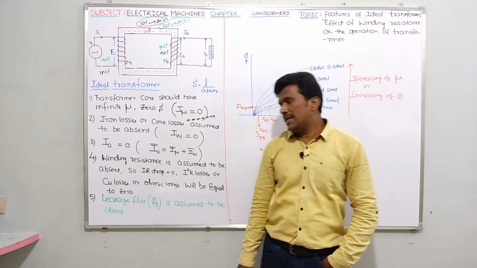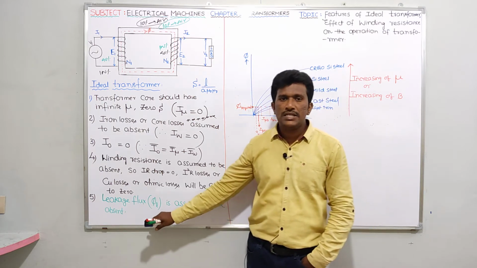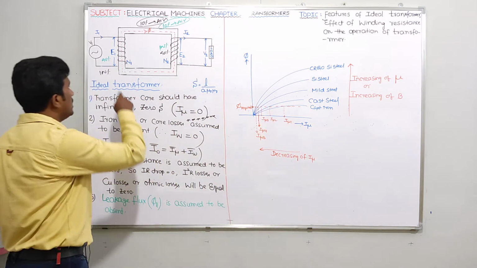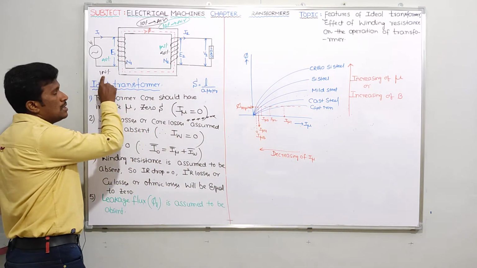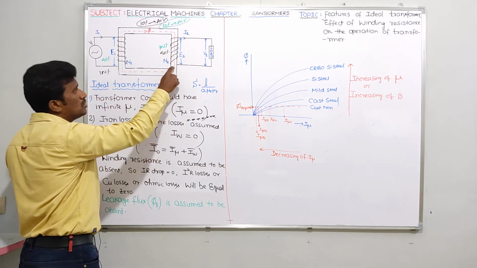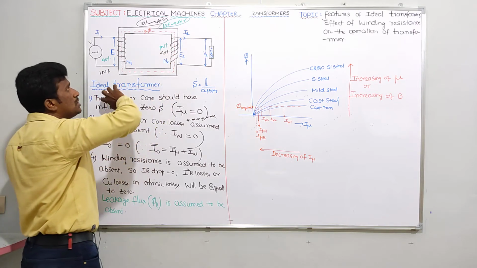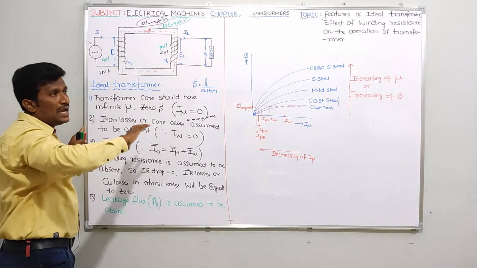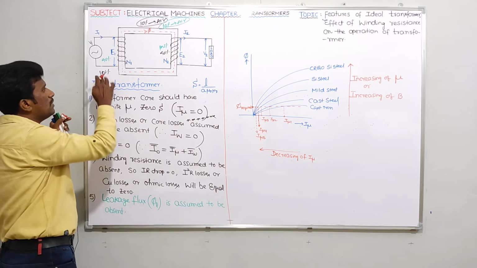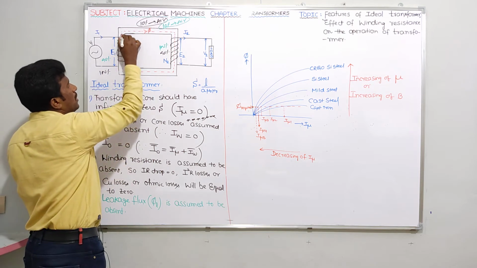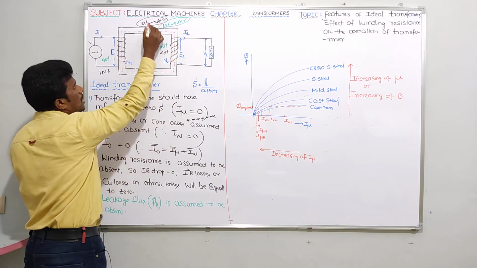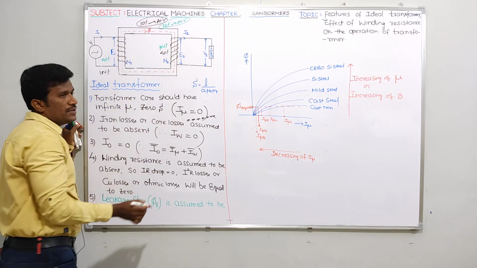See guys, suppose if I say leakage flux 0, what is the meaning? Leakage flux 0 means, for example, from here 100% flux started. Leakage flux 0 means 100% flux has to come to the secondary side. That means there should not be any deviation. Entire flux should be confined to the transformer core only. Whatever 100% flux is coming, that has to be confined to the transformer core only. There should not be any deviation.